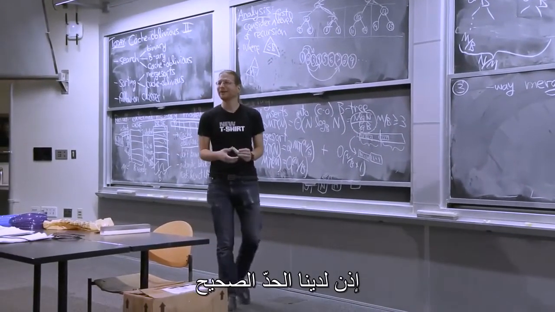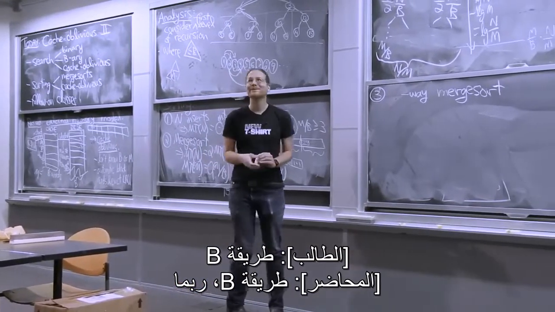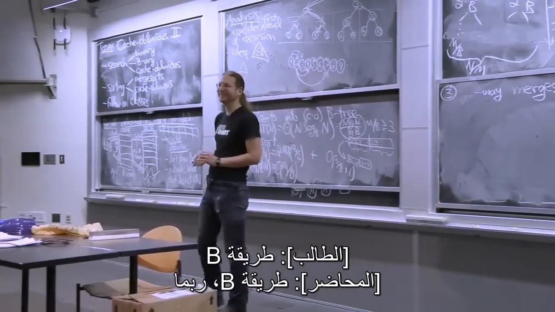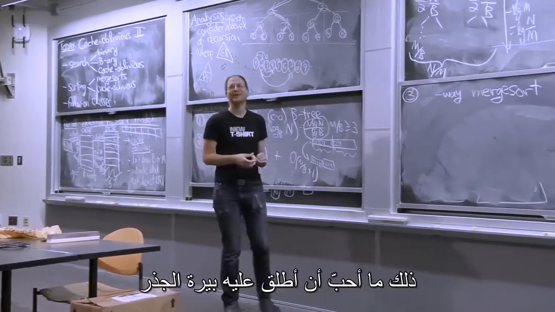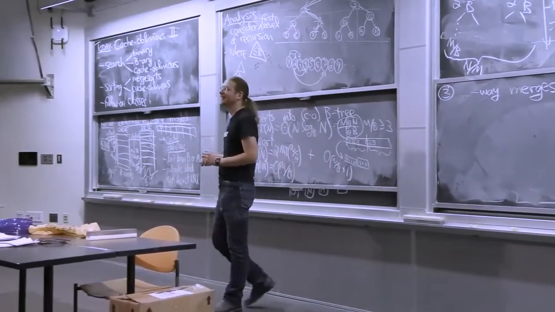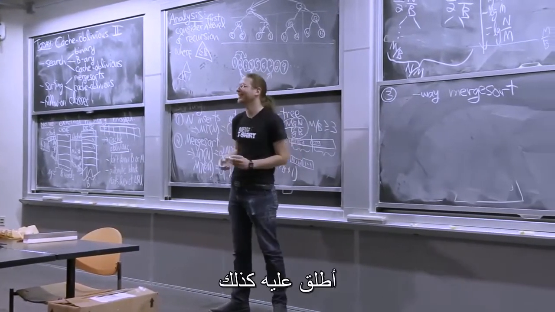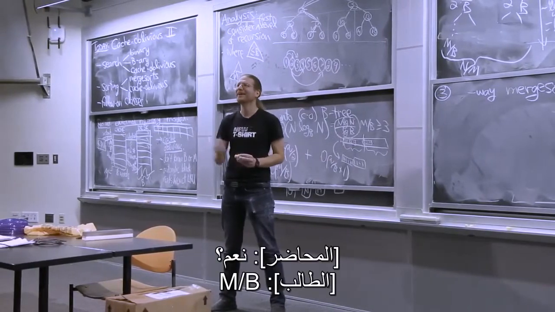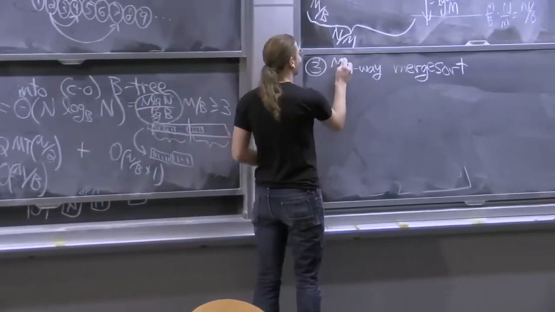So you have the right bound? B way. Maybe. Square root of b. That's what I like to call root beer. Nope. I do call it that. M over b. That's what I'm looking for. Why m over b?